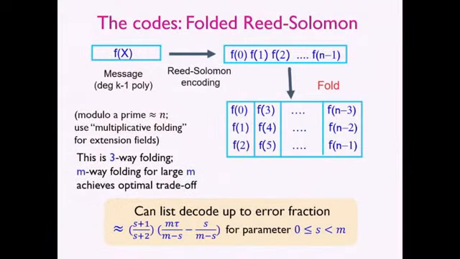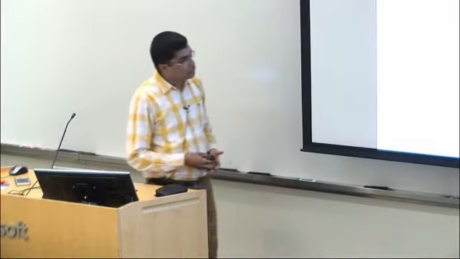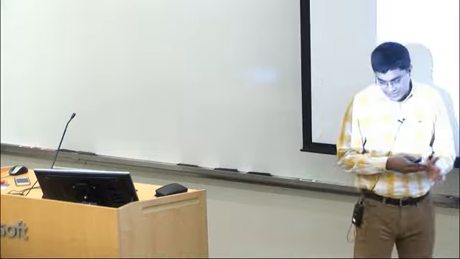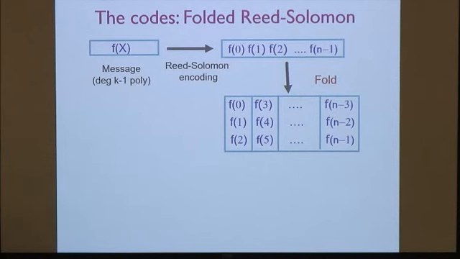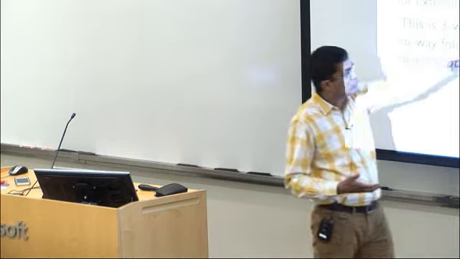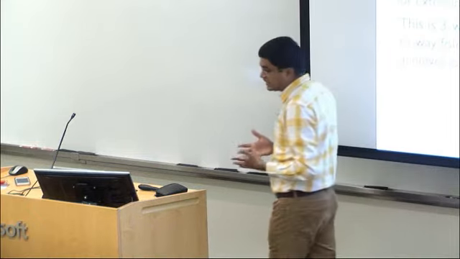Okay, and the code itself is just a minor variant of Reed-Solomon codes. You take a Reed-Solomon encoding and you do something called folding, which is basically a repackaging of symbols. Here I have shown three-way folding, where you take 3 symbols and make them a new mega symbol, and so on. So you don't add any redundancy, you just repackage symbols at the expense of increasing the alphabet size, and that's the code.